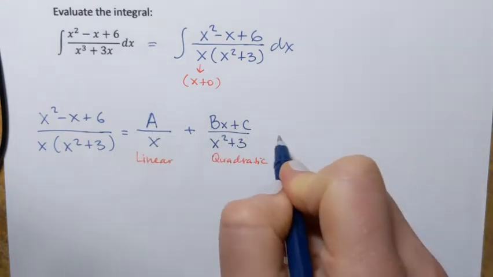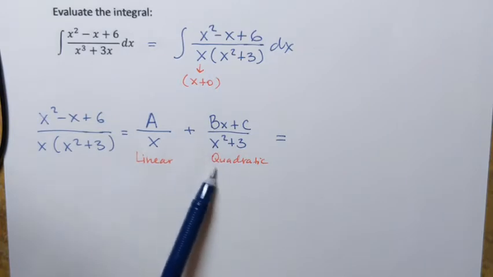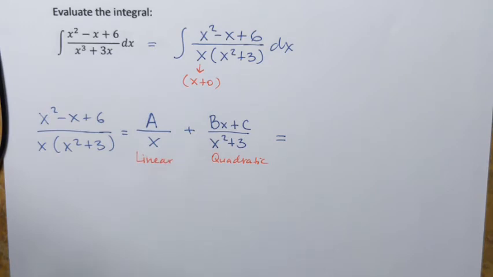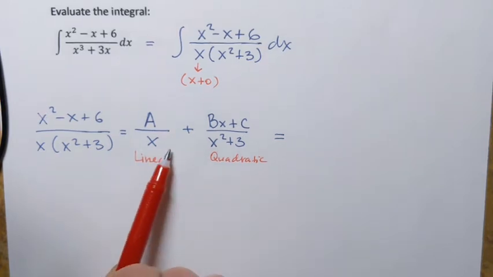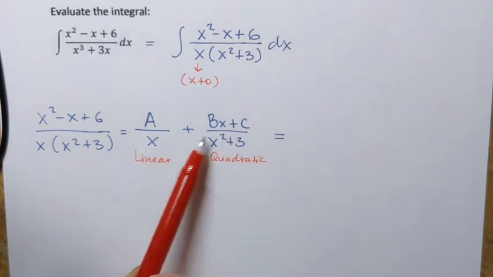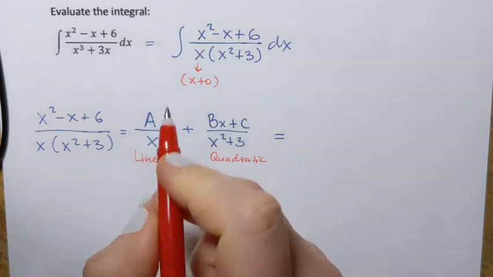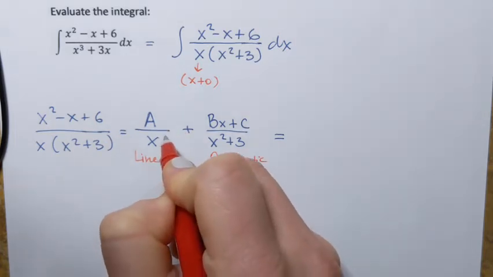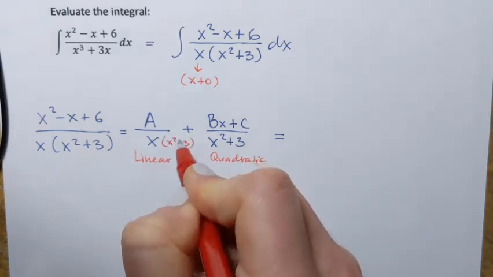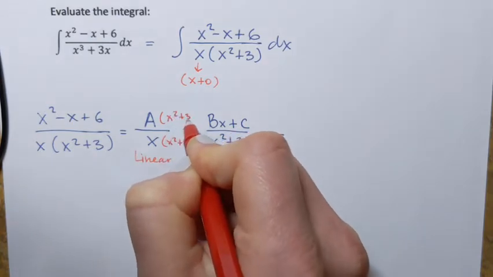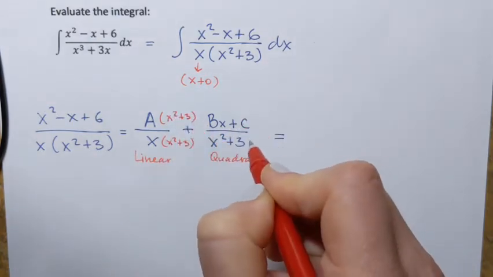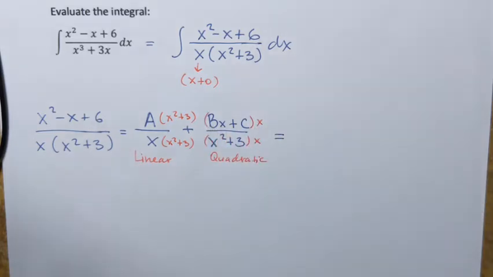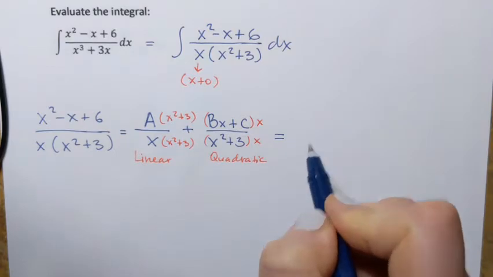So to do that, once we split, step 1, then we're going to combine them again. Now to combine them, they have to have the same denominator, and the LCD will be just the product of those two, right? It means that I will need to multiply each fraction by the missing factor. So the first one is missing x squared plus 3, and I have to multiply on the top and on the bottom. And the second one is missing x, so times x, times x.